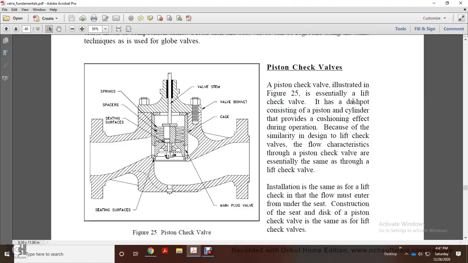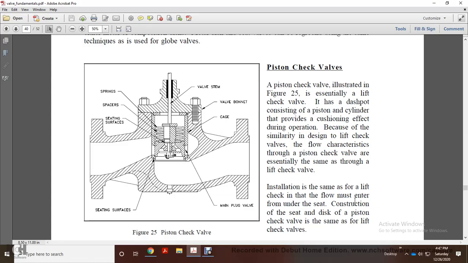Alright, your piston check valve is illustrated in figure 25. Essentially, it is a lift check valve with a dash pot consisting of a piston and cylinder that provides a cushion effect during operation. Because it is similar in design to the lift check valve, the flow characteristics through the piston check valve are essentially the same as through the lift check valve. Installation is the same as for a lift check valve.